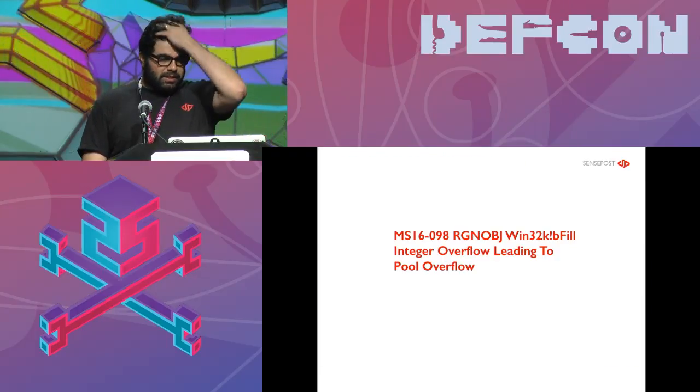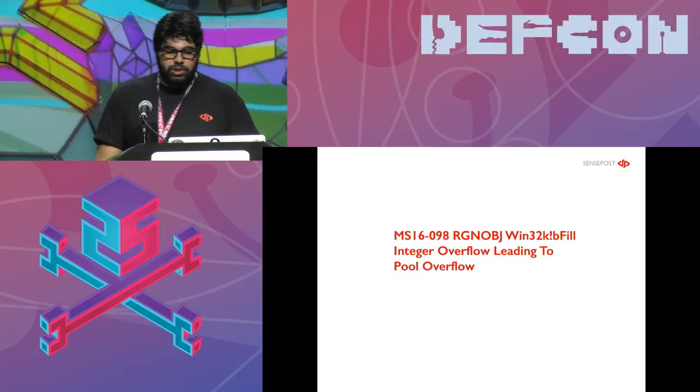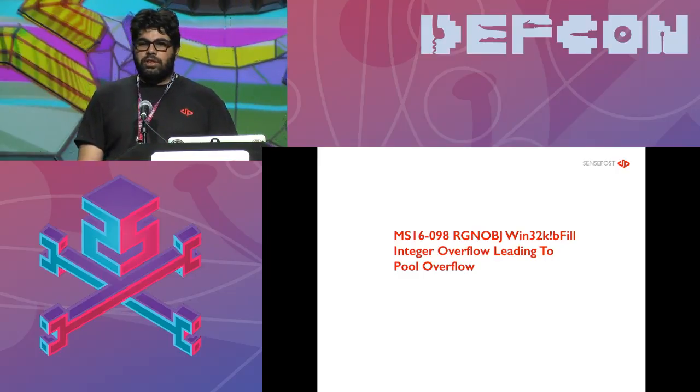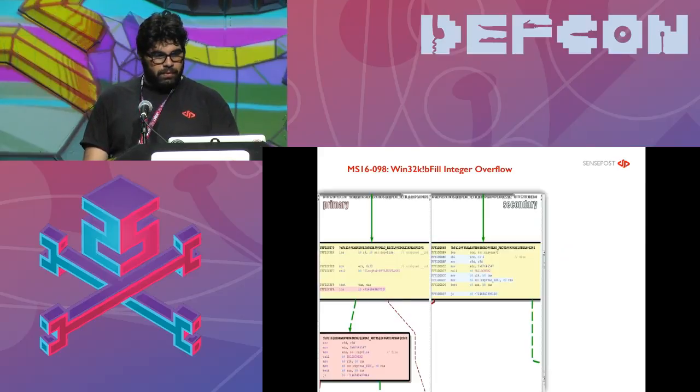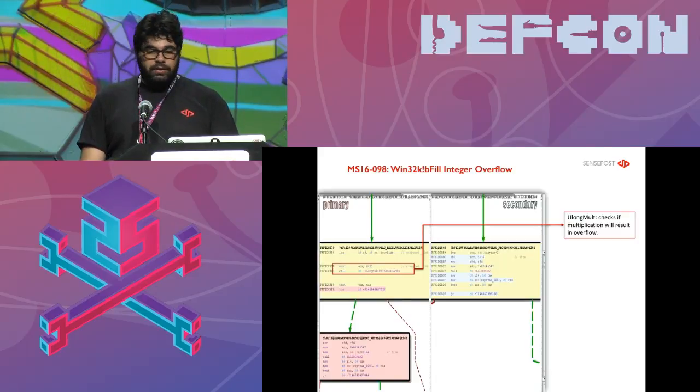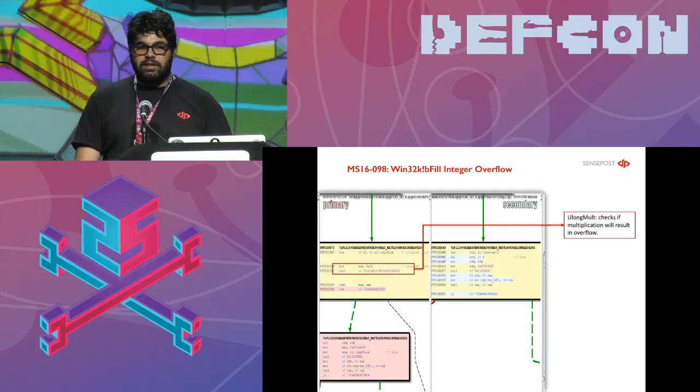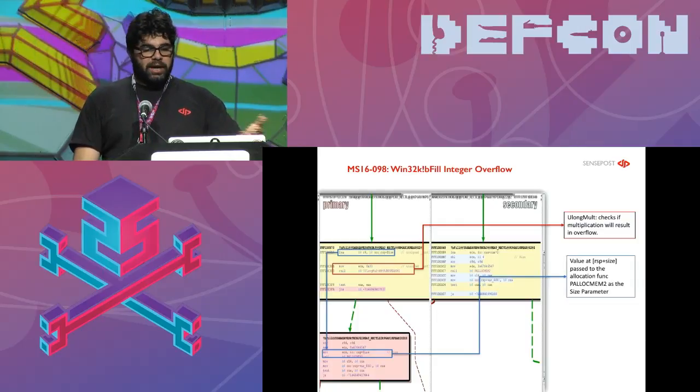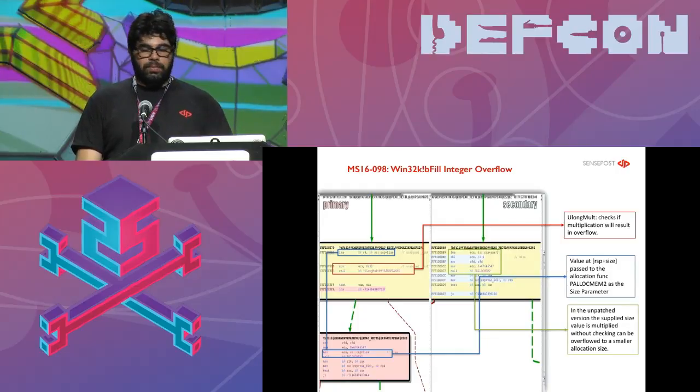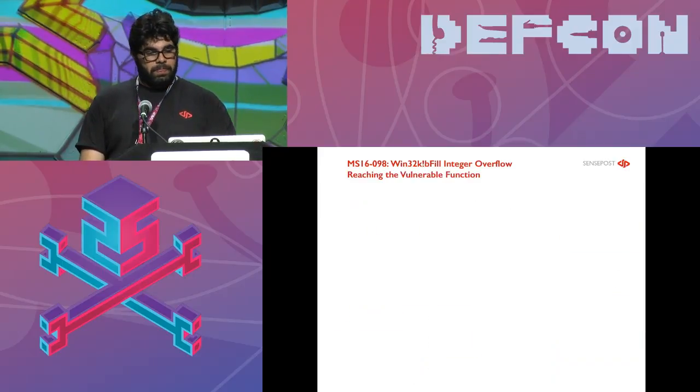The next exploit is MS16-098, which affects the region object, and it's an integer overflow leading to a pool overflow. We start by patch diffing, and we notice that the function ULongMult is added to the fixed function, which effectively checks if the two integers supplied will result in an overflowed value. And then it will pass this value back to an allocation function. That's the patched version. The unpatched version, though, will do some calculations on a register and then pass the value directly into an allocation function that will allocate that value.